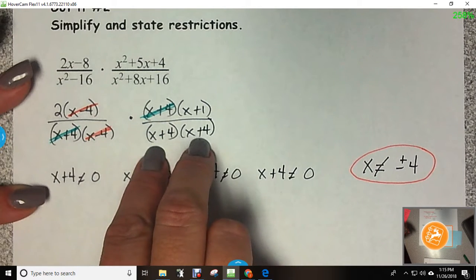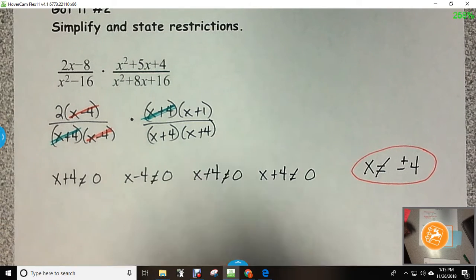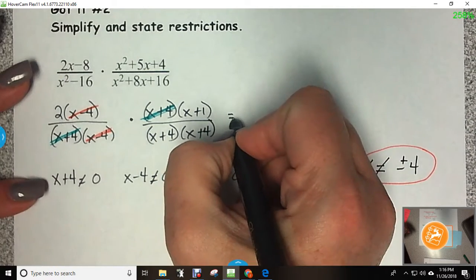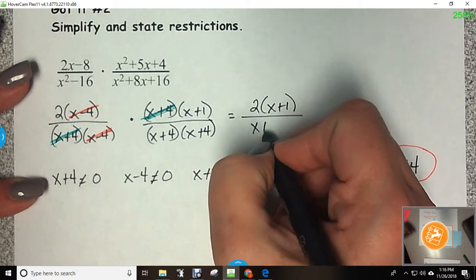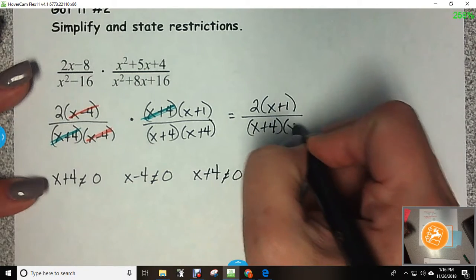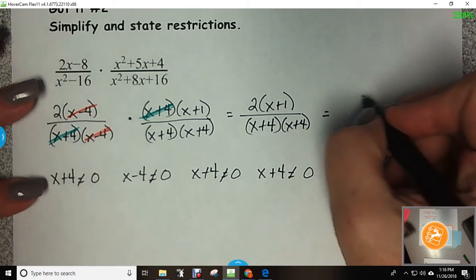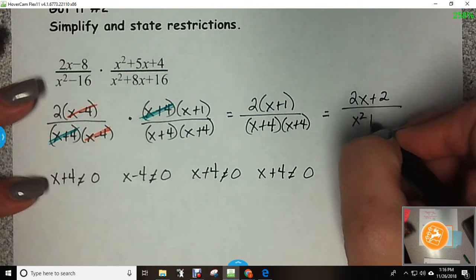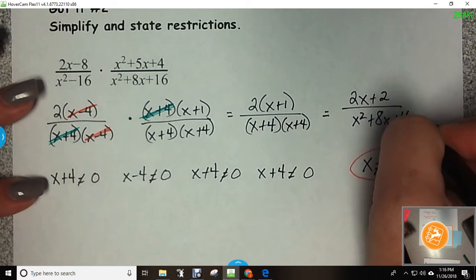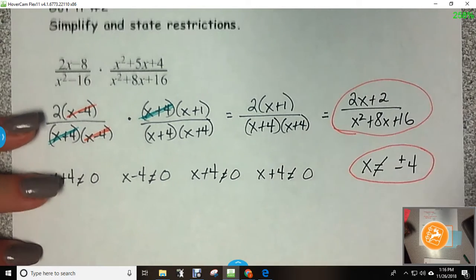What about these? I've got a pair of them. Can I cancel them? No, because they're not one top and one bottom. So at this point, everything else has got to stay. So I get 2 times x plus 1 over x plus 4 times x plus 4. Because it's just 2 factors, let's go ahead and multiply this. And there you go.